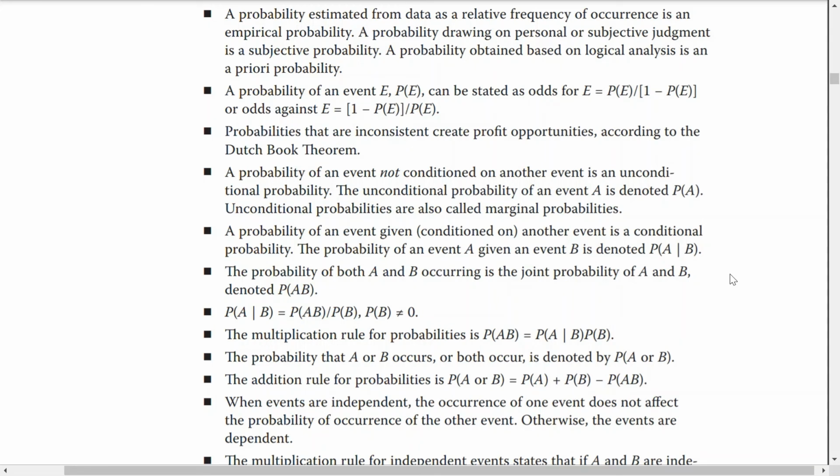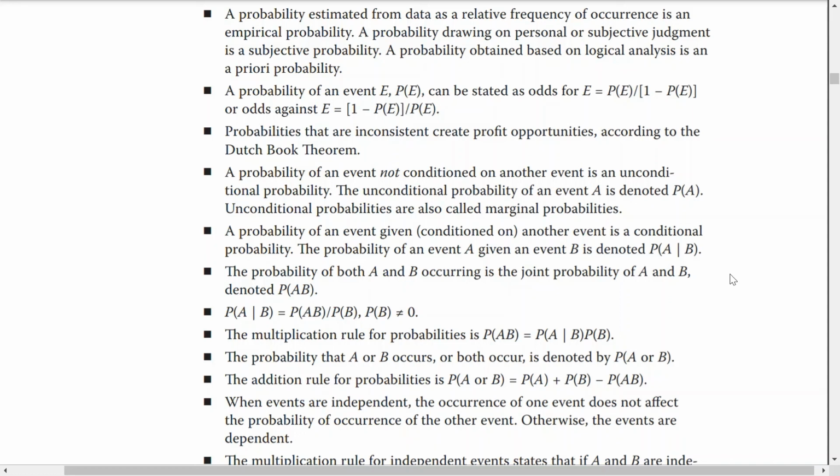A probability of an event E, P(E), can be stated as odds. The odds for E equal the probability of E divided by 1 minus the probability of E, or the odds against E are equal to 1 minus the probability of E divided by the probability of E. Probabilities that are inconsistent create profit opportunities, according to the Dutch book theorem.